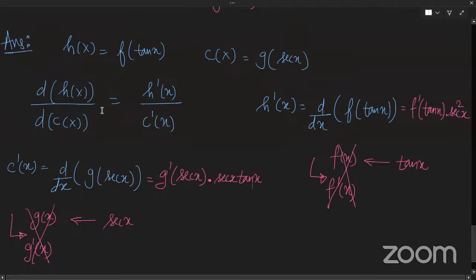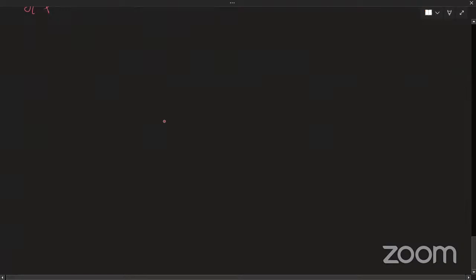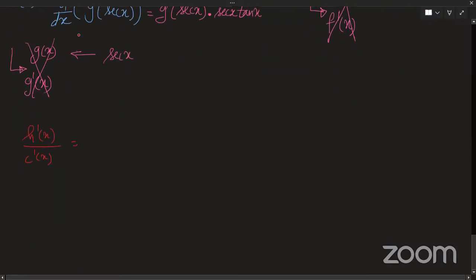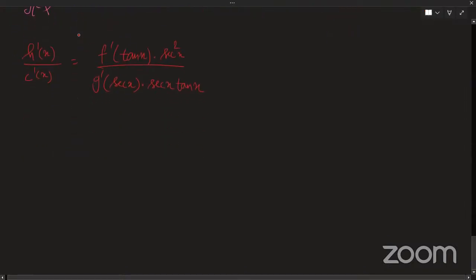So the derivative of h of x with respect to c of x is basically h dash x divided by c dash x. So I'll just write it directly. I've got f dash of tan x into secant squared x, whole divided by g dash of secant x into secant x tan x. So this is what I get. So I can just cancel it out.